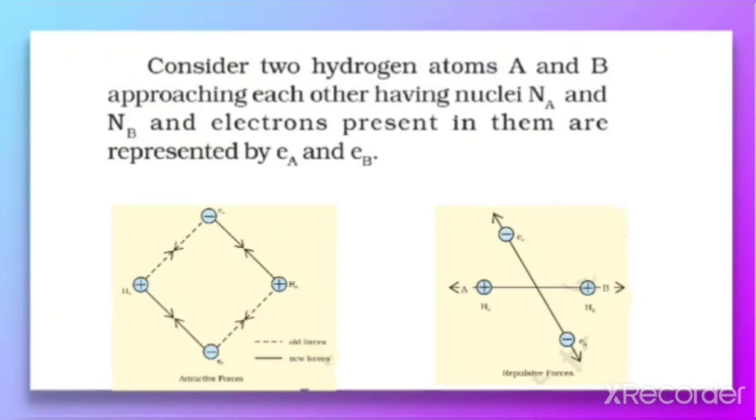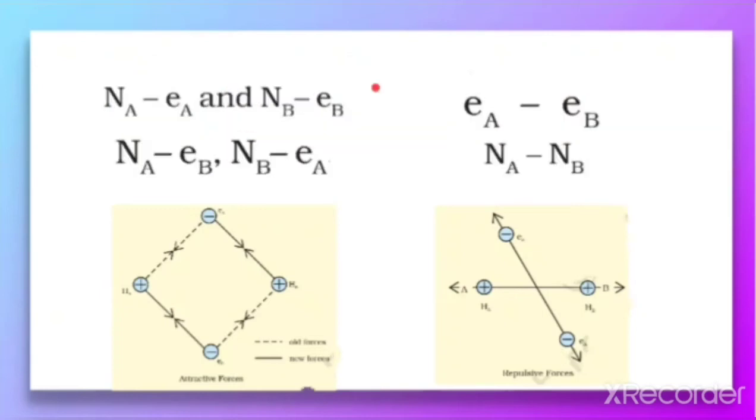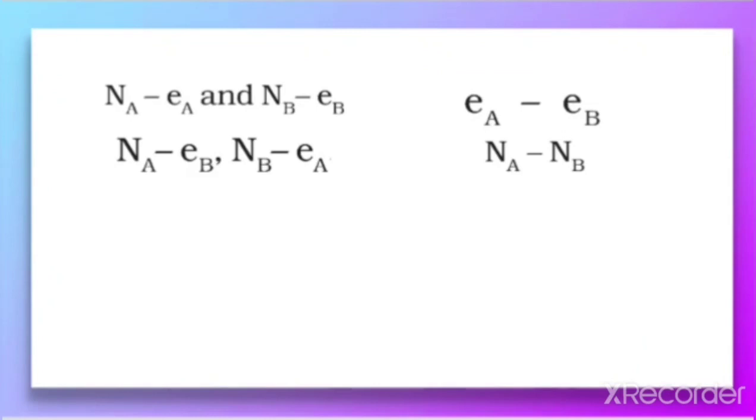Let us list the forces. The old attractive forces are NaEa, the nucleus of A with its electron, and NbEb, the nucleus of B with its electron. N represents the nucleus and E represents the electron. The new attractive forces are NaEb, the nucleus of A with the electron of B, and NbEa, the nucleus of B with the electron of A. The repulsive forces are EaEb, the electron of one with the electron of the other, and NaNb, the nucleus of A with the nucleus of B. So there are some attractive forces as well as repulsive forces.